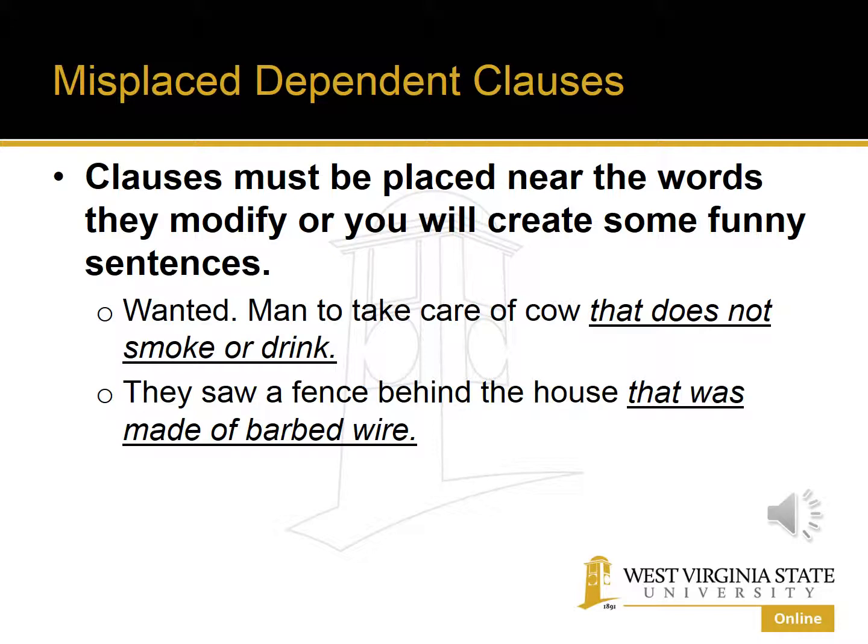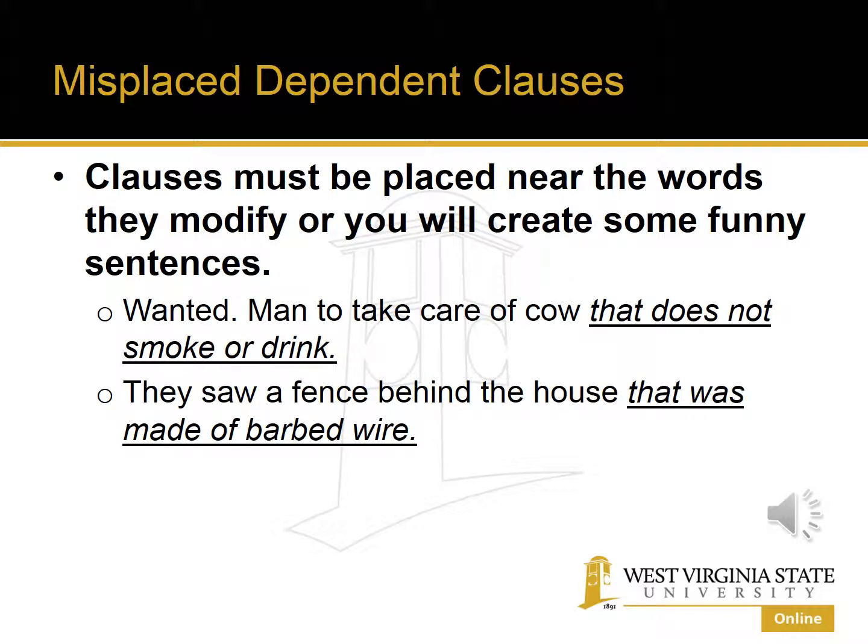Wanted, man to take care of cow that does not smoke or drink. Now clearly what was meant in this sentence is that what is wanted is a man who does not drink or smoke. But the way that the sentence is written, the descriptor, the misplaced dependent clause, is describing the cow instead of the man. So how do we fix that? We move the clause closer to the noun that it was meant to modify. So: wanted, man that does not smoke or drink to take care of cow.